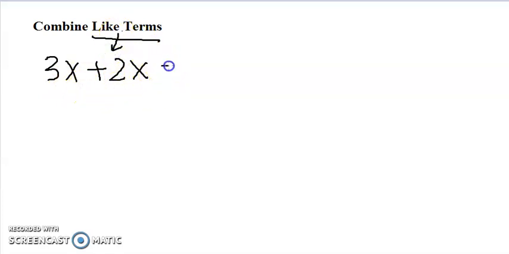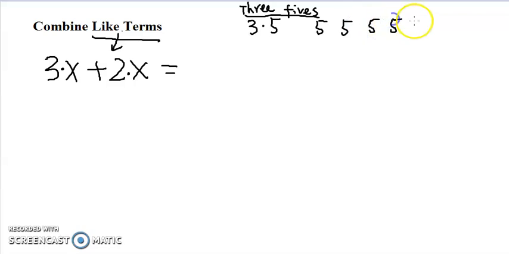And what does that mean? Because 3x also means 3 times x, and 2x means 2 times x. Recall the definition of multiplication. If we have 3 times 5, what does it mean? It means 3 5s. And how do we get 3 5s? You write down 1 5, 2 5s, 3 5s. We only have 3 5s.